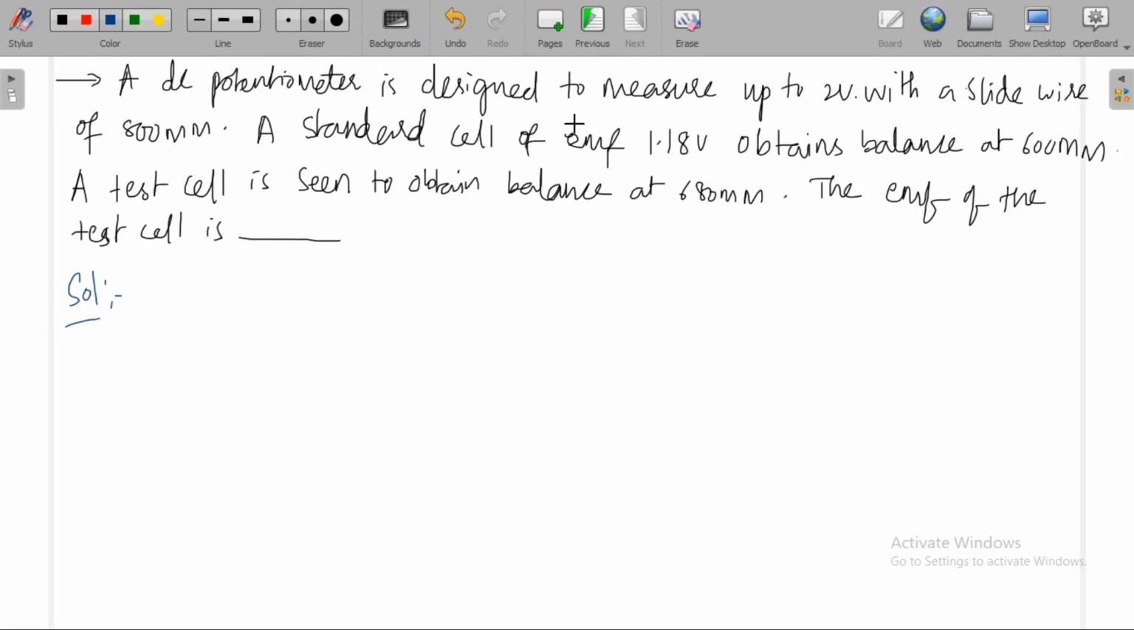A DC potentiometer is designed to measure up to 2 volts with a slide wire of 800 mm. A standard cell of EMF 1.18 volts obtains balance at 600 mm. A test cell is seen to obtain balance at 680 mm. The EMF of the test cell is?